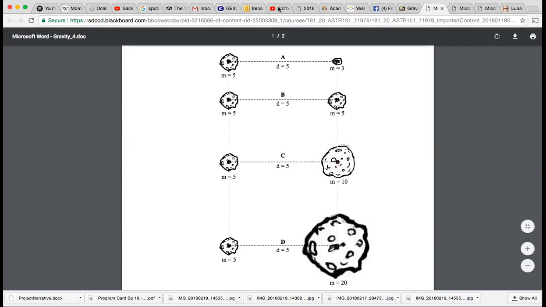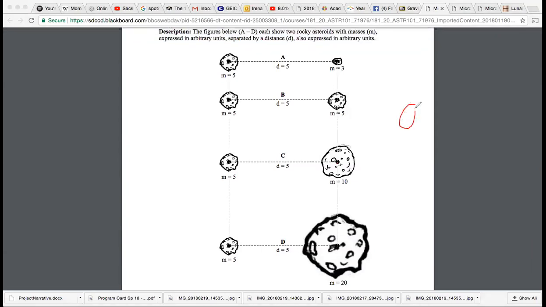I always like to think about Newton's second law, that the acceleration is force over mass. What this means is that how much something will accelerate depends on how much force you apply, but it also depends on the mass of that object.